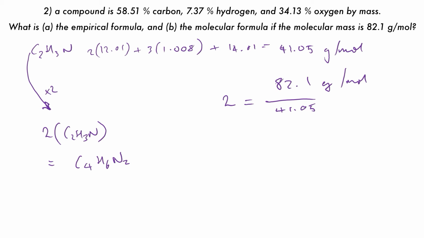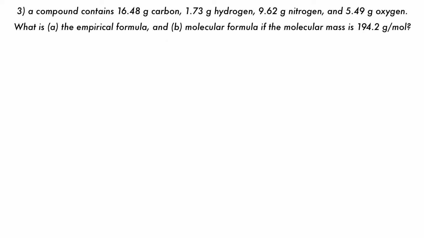Okay, let's try our final example. Number 3. A compound contains 16.48 grams of carbon, 1.73 grams of hydrogen, 9.62 grams of nitrogen, and 5.49 grams of oxygen. And we're asked, what is the empirical formula and the molecular formula if the molecular mass is 194.2 grams per mole?